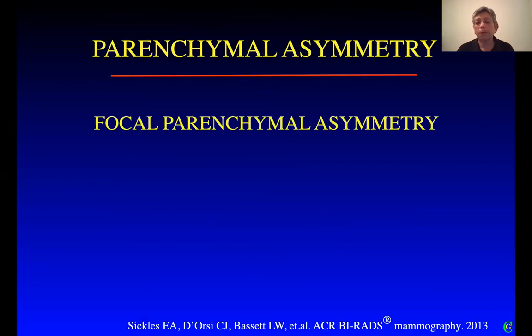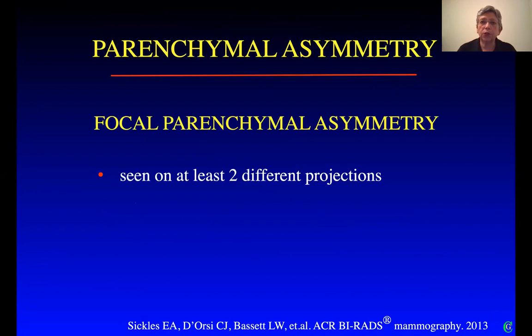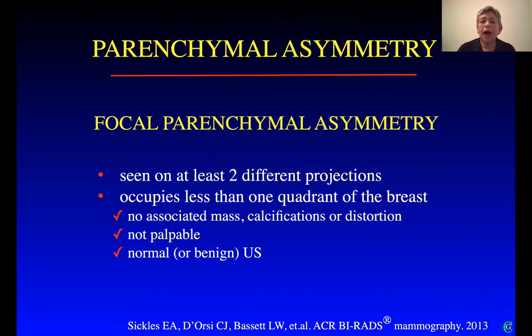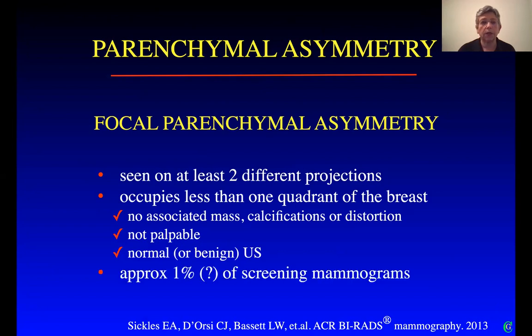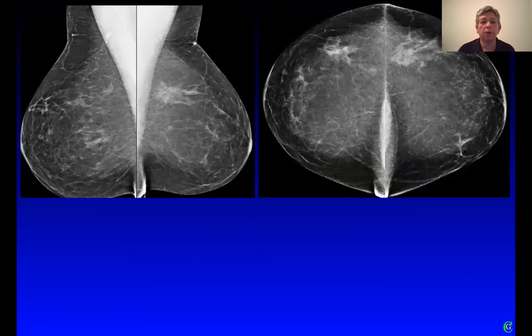Now, what about focal parenchymal asymmetry? This is something that you see in at least two different projections. It occupies less than one quadrant of the breast. And very importantly, there is no associated mass, no calcifications, and no distortion associated with this. It is not palpable. And if you do an ultrasound, it's either normal or you have a benign finding on ultrasound. You're going to find this in approximately 1% of all screening mammograms.